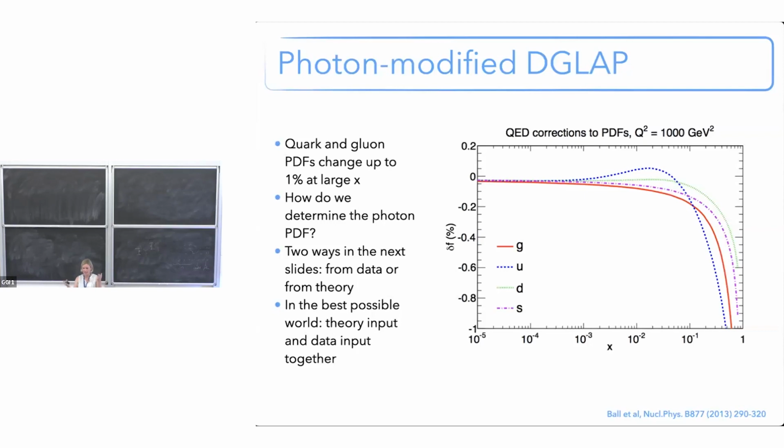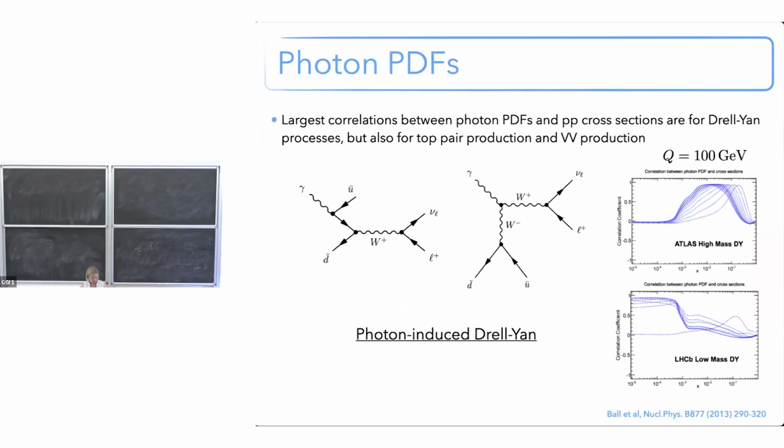So this is more or less how much of the momentum the quark and the gluon give to the photon. It increases at larger values of x, and it's always within 1%. So the photon carries up to 1 to 2% of the proton momentum.